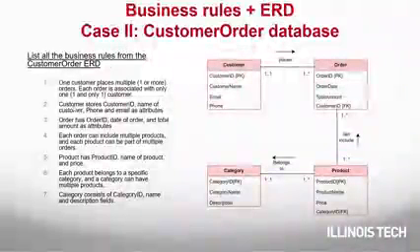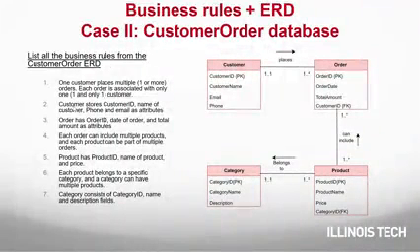Let's look at the second business rule, which says customer stores customer ID, name of the customer, phone, and email as attributes.